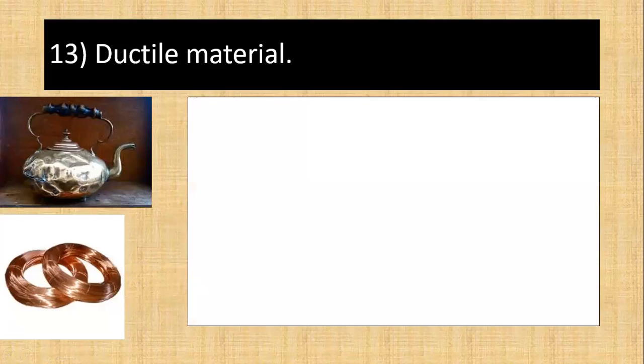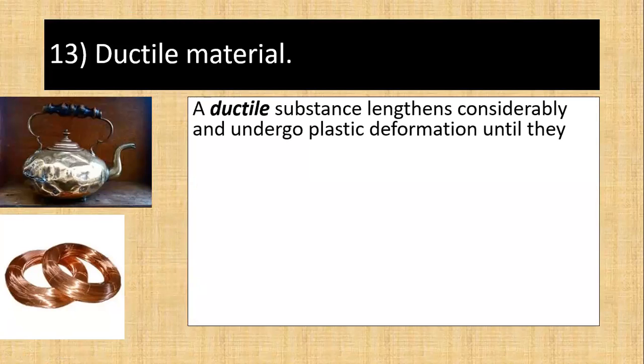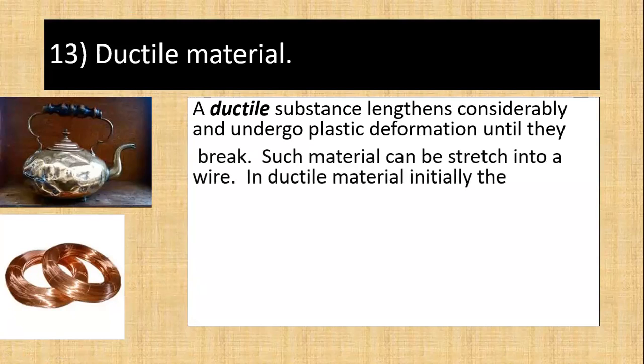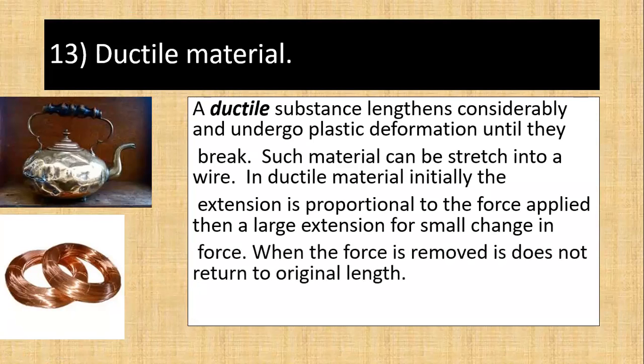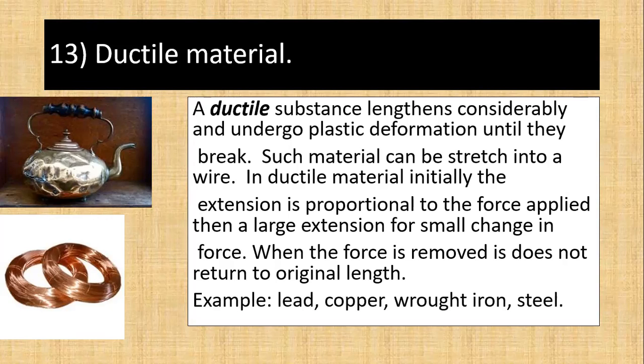Ductile material. Right? A ductile substance lengthens considerably and undergoes plastic deformation until it breaks. Such material can be stretched into a wire. In ductile material, initially the extension is proportional to the force applied, then at large extension there is only a small change in force. When the force is removed, it must return to original length. Examples of this will be lead, copper, wrought iron, steel. Right? These are some of the examples.